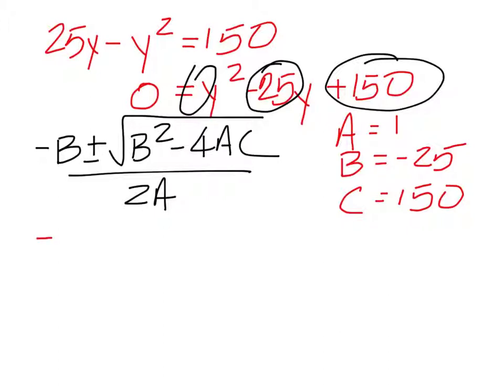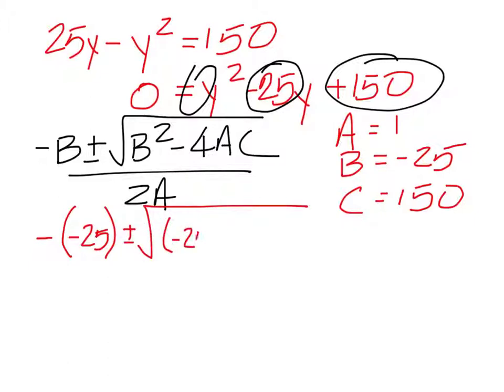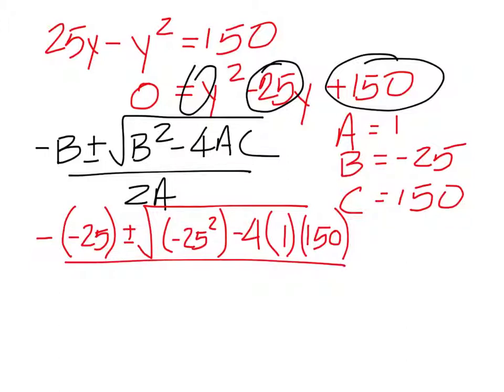So negative b would be negative 25. And then b squared is negative 25 squared, minus 4 times a, which is 1, times c, which is 150. And then all of that over 2 times 1. Everybody still with me? You see where I'm at? Alright. So now, simplify it.